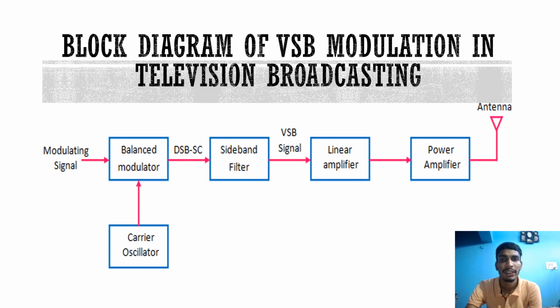Block diagram of vestigial sideband modulation in television broadcasting. The modulating signal, in the presence of a carrier oscillator, is passed through the balanced modulator. The DSB signal is passed through the sideband filter, and the VSB signal is passed through the linear amplifier, and finally through the power amplifier, where the antenna gets the required signals.